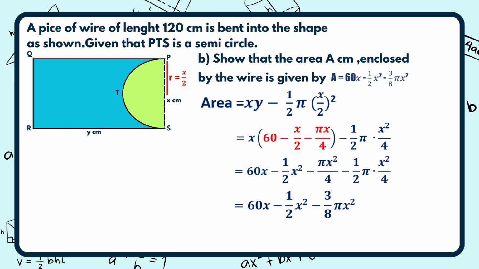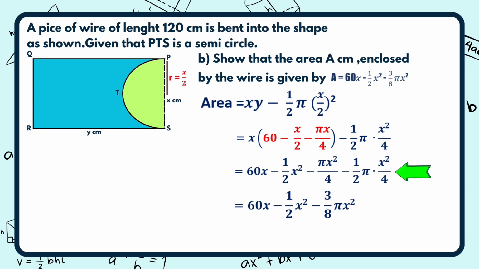For question B, show that the area A cm² enclosed by the wire is given by A equals 60x minus 1 over 2 x squared minus 3 over 8 pi x squared. First, we need to generate an equation to find the area enclosed by the wire. So, we will get A equals xy minus 1 over 2 pi multiplied by (x over 2) squared. Substitute y from question A into this equation. We will get x multiplied by (60 minus x over 2 minus pi x over 4) minus 1 over 2 pi multiplied by x squared over 4.